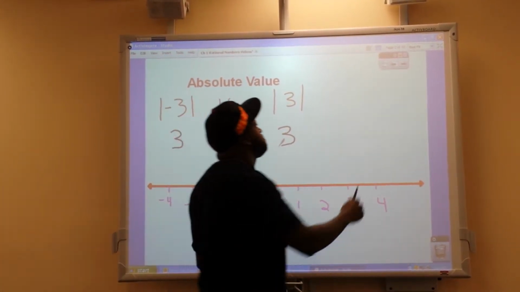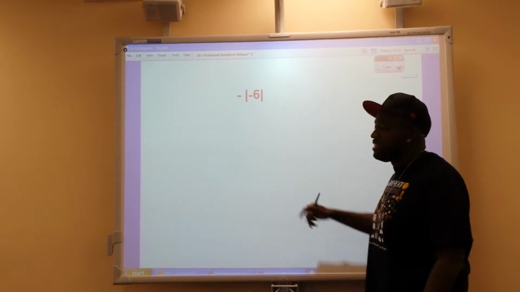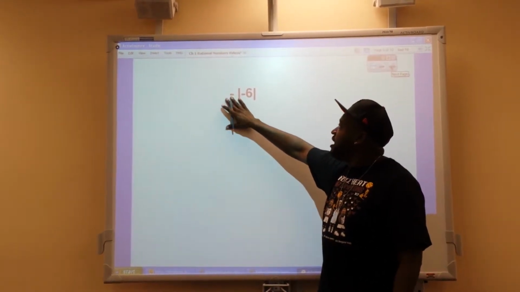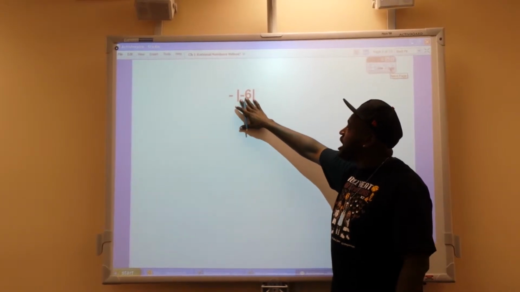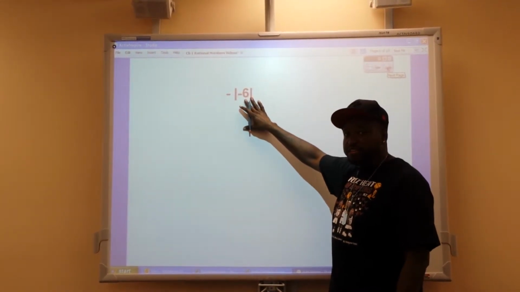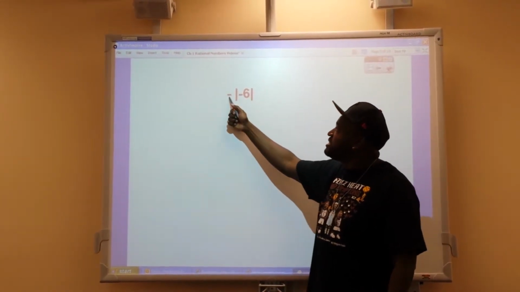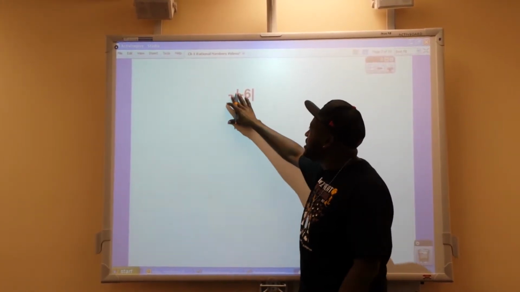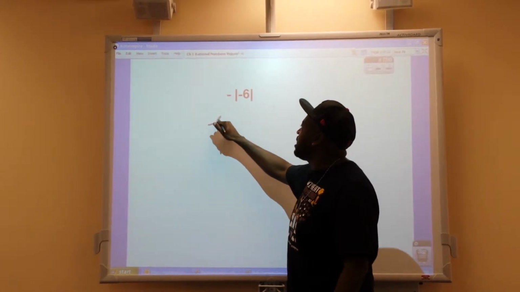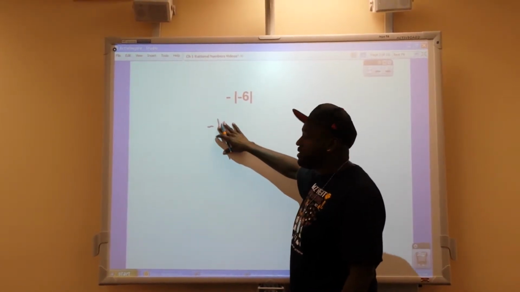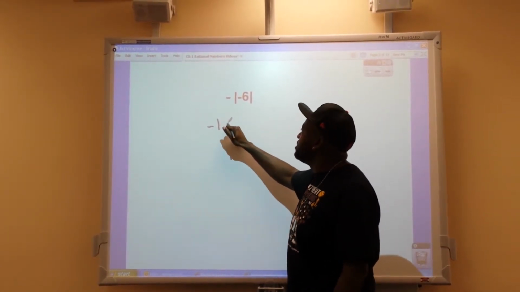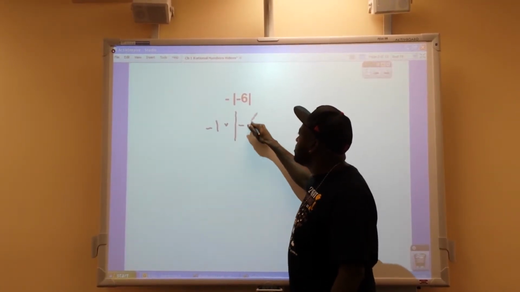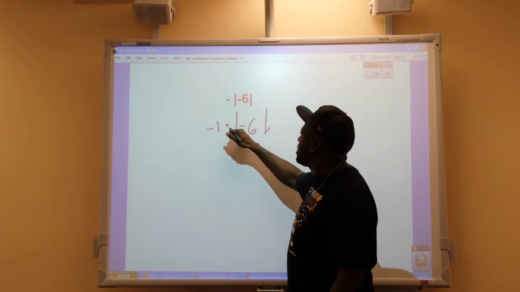Except in the case of this number. This is a negative times the absolute value of -6. Whenever this negative sign is out in front, that really means I'm going to multiply by -1. Multiply by -1. So this would be -1 times the absolute value of -6.